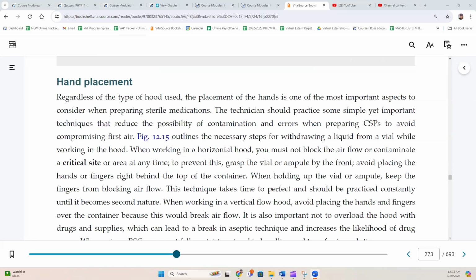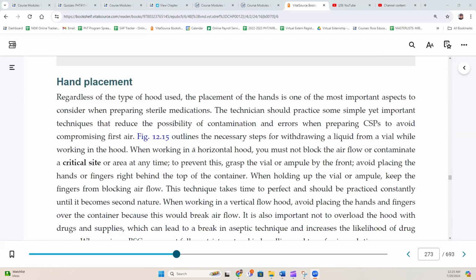Regardless of the type of hood used, the placement of the hands is one of the most important aspects to consider when preparing sterile products. The technicians should practice some simple yet important techniques that reduce the possibility of contamination and errors when preparing CSPs to avoid compromising first air.